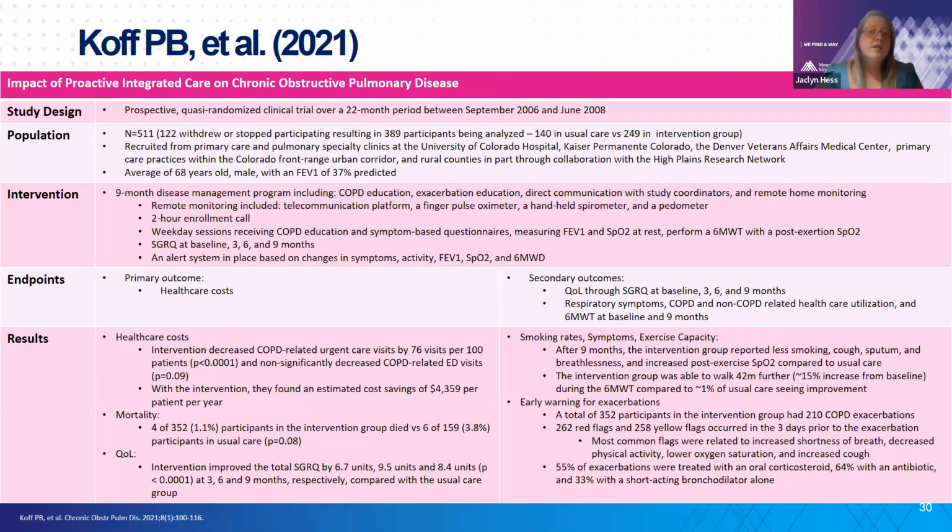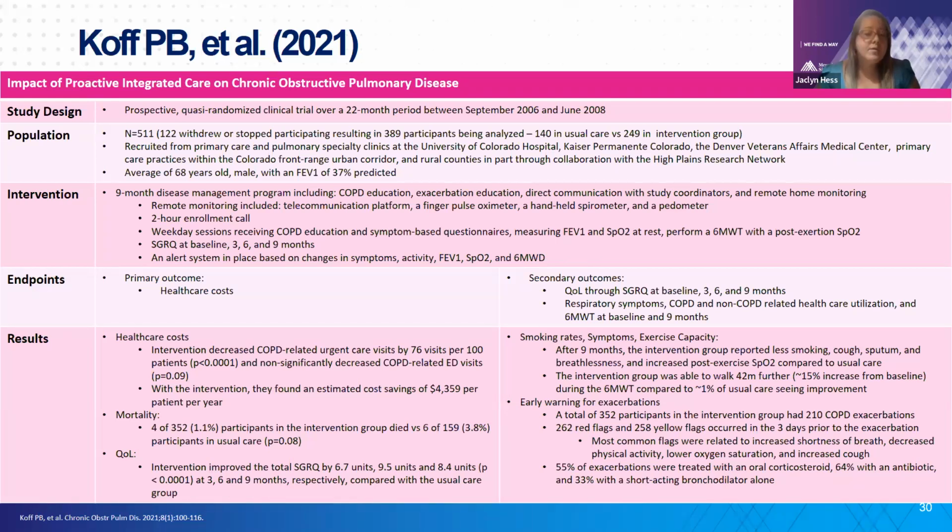Then we have Koff et al., who performed a prospective quasi-randomized clinical trial across multiple clinics in Colorado. And these patients were randomized to either usual care or to participate in a 9-month disease management program. And that consisted of remote monitoring, education, symptom assessments, spirometry, a pulse ox, 6-minute walking test, and quality of life assessments. And then they generated alerts based on changes in any of these components.